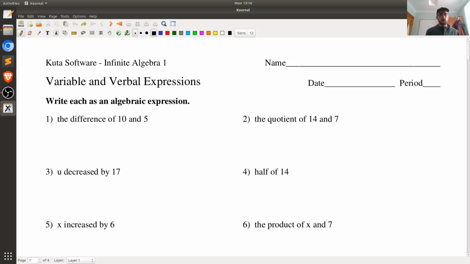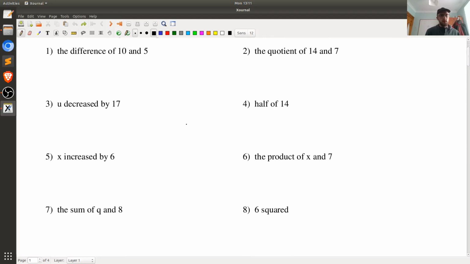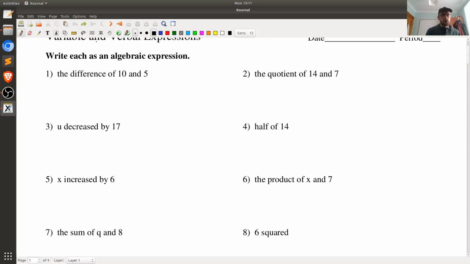Solving problems in Algebra 1, topic: variable and verbal expressions. Problem 1 says the difference of 10 and 5, and we are to write each of these as an algebraic expression. So, the difference of 10 and 5 is written 10 take 5. The quotient of 14 and 7 is written as 14 over 7, or 14 divided by 7, or 14 / 7. And of course, this evaluates to the number 2.